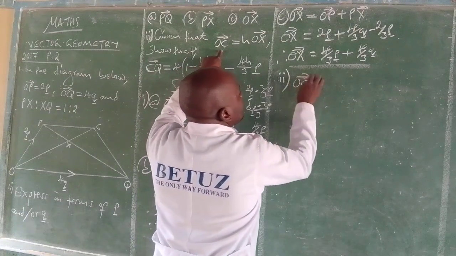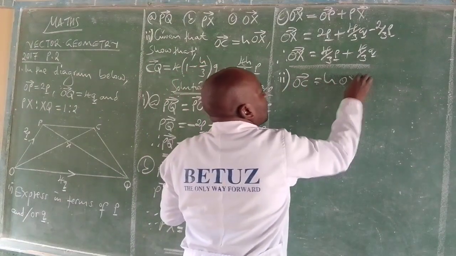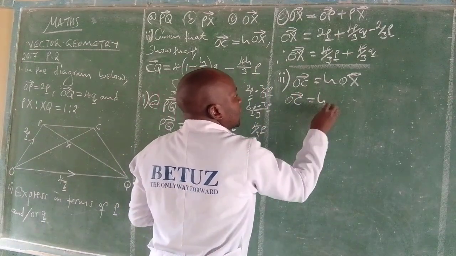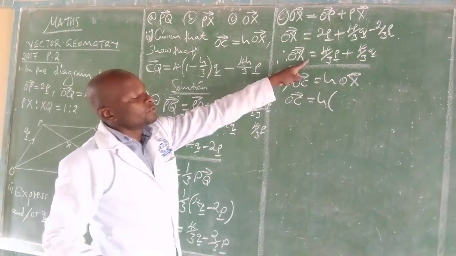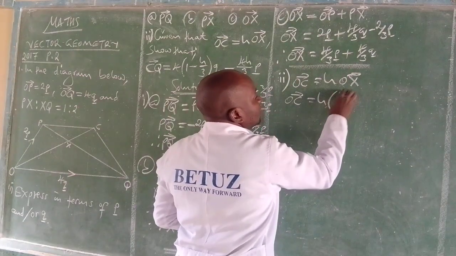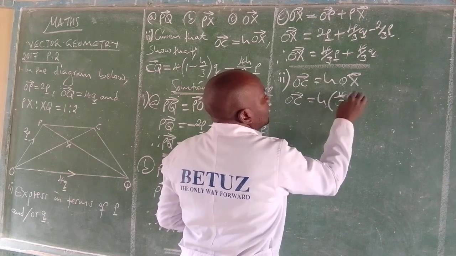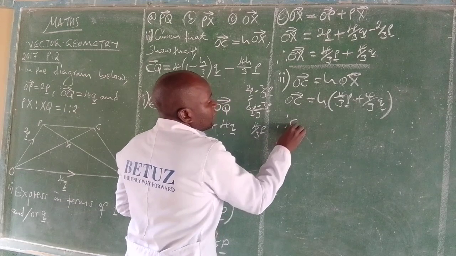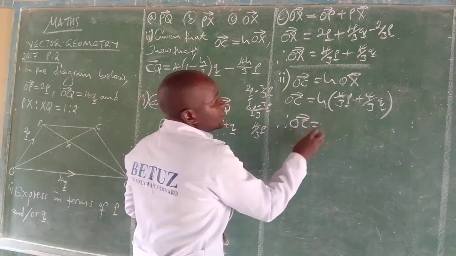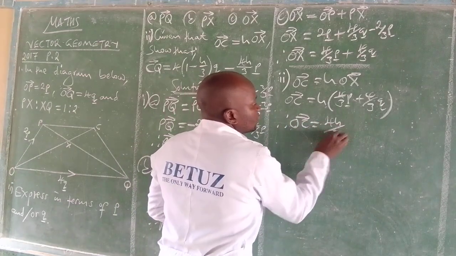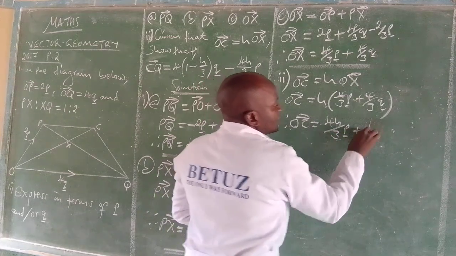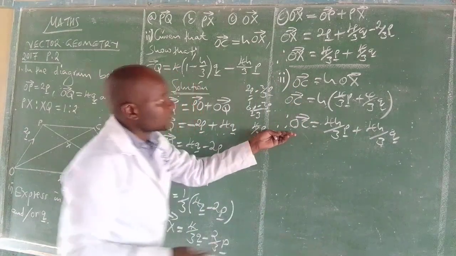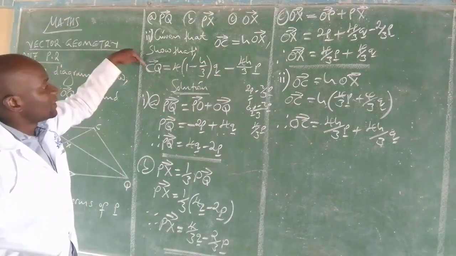So OC will be equal to h OX. Now OC will be equal to h, open the bracket, OX, which is what we found there. So this will give us 4 over 3P plus 4 over 3Q. Therefore, vector OC is equal to 4h over 3P plus 4h over 3Q. Now, this is our vector OC. Because OC has been found, we can now find CQ.